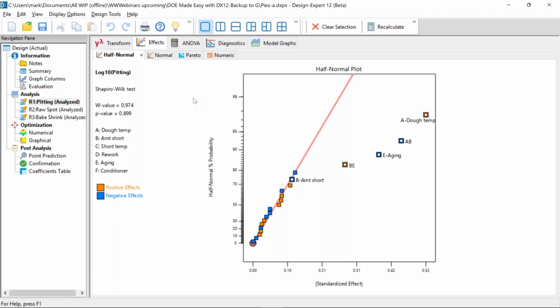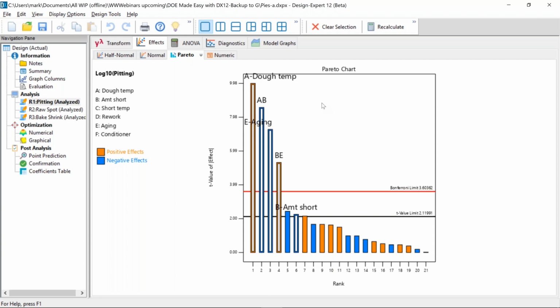Now, if I was presenting this to management, I would go to a different representation called a Pareto chart. I really like this because it's really easy to digest that the dough temperature stands way above everything. We've got the interaction AB, the aging E, BE, and then notice that the amount of shortening does go up above the t-value limit, but it doesn't go above this red line, which is a better way of calculating the significance by doing a correction for the multiple pairwise testing called a Bonferroni test.